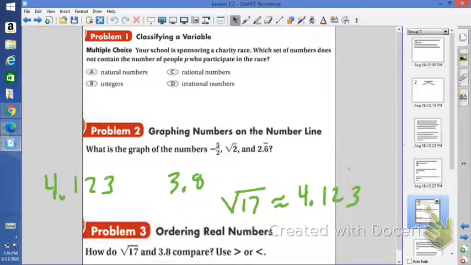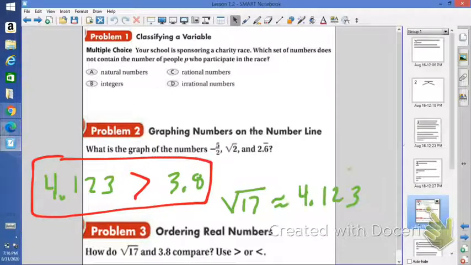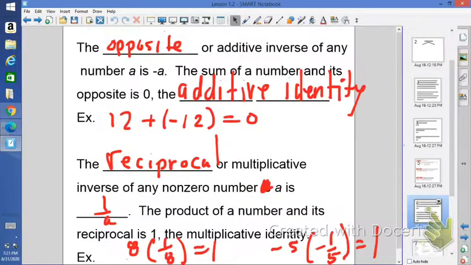Alright, so which one is bigger? Well, 4.123 is bigger, so we're going to make sure that the open end of that inequality sign faces towards it. So this would be your answer for problem 3. Okay, the next slide.